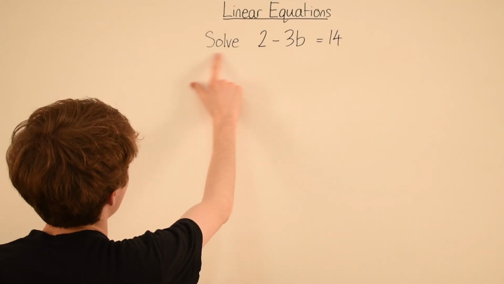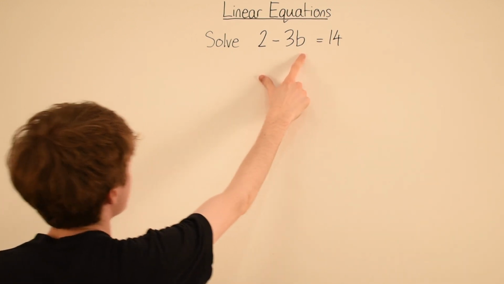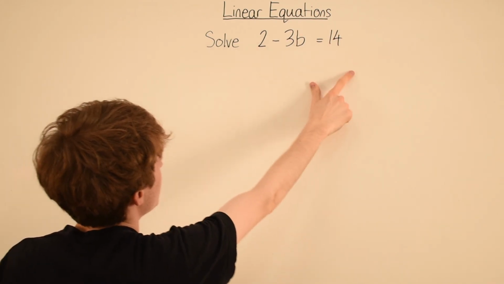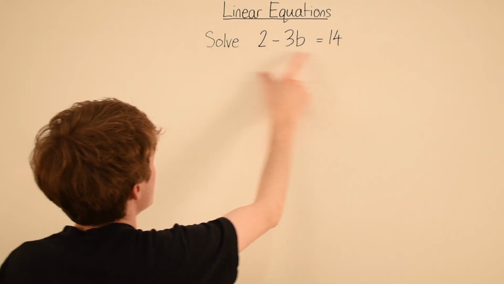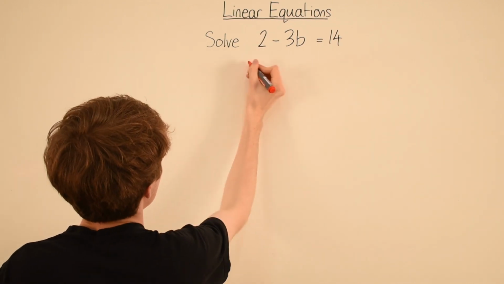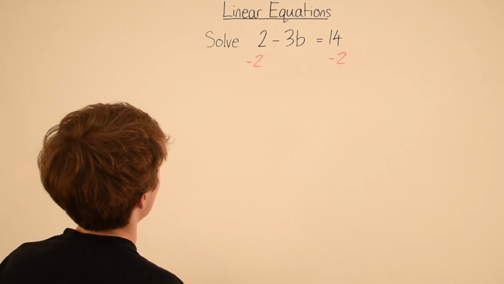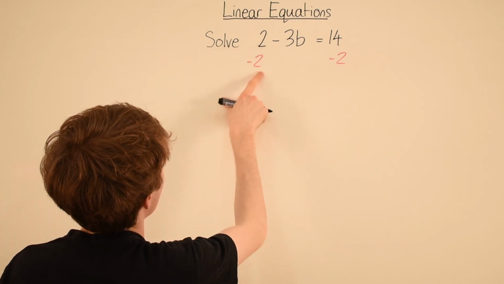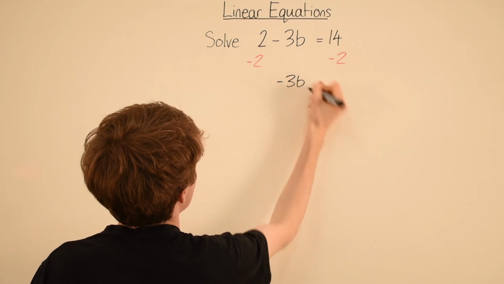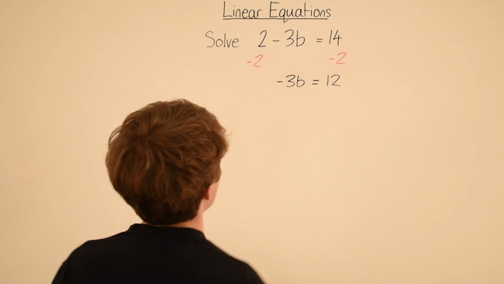Okay, in this final example we've got solve 2 minus 3b equals 14. So we need to find what b is. So we need everything involving b on the left hand side of the equation, and everything not involving b on the right hand side of the equation. So we've got this 2 here on the left hand side, which doesn't involve b. So what we can do is get rid of that by subtracting 2 from both sides of the equation. Now the 2 and the minus 2 cancel out, so we're just left with minus 3b on the left hand side. And then on the right hand side we've got 14 minus 2, which is 12.